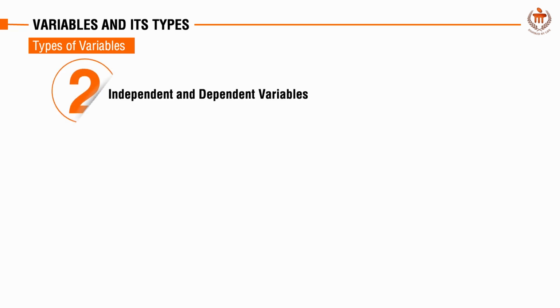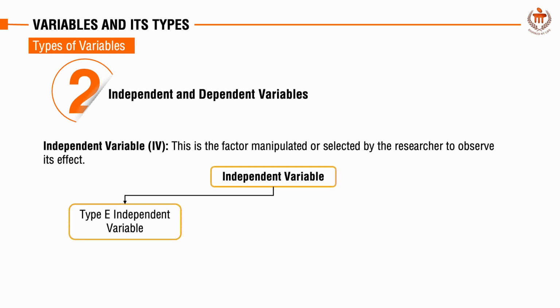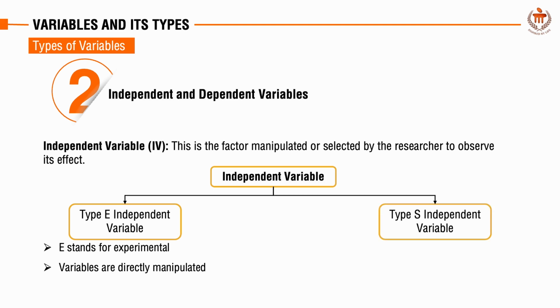Variables can also be categorized into independent and dependent variables. Independent variable: this is the factor manipulated or selected by the researcher to observe its effect. It is sometimes categorized as Type E independent variable. Here E stands for experimental. These variables are directly manipulated, such as changing light intensity in a study on reading speed. Type S independent variable: here S stands for subject. These variables are selected but not directly manipulated, such as studying the effect of age on memory recall.